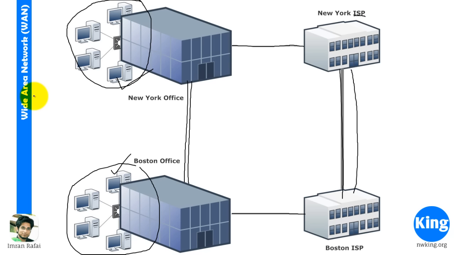It could be across the country, it could be in different cities in the same country, or maybe in different countries. Basically it's a WAN. So that is how it works.